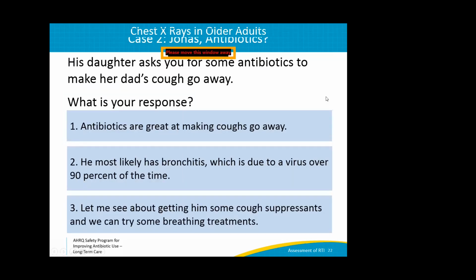So going back once again to Jonas, you talk with him and his daughter about your diagnosis of bronchitis and how you don't want to start any antibiotics right now. And his daughter gets a little upset. She says, my dad's been coughing for a week. He doesn't feel good. Why can't you just give him some antibiotics to make the cough go away? I didn't make this a poll question because I think hopefully we would all agree that answer number one, just kind of giving in and saying, okay, we'll give him some antibiotics.